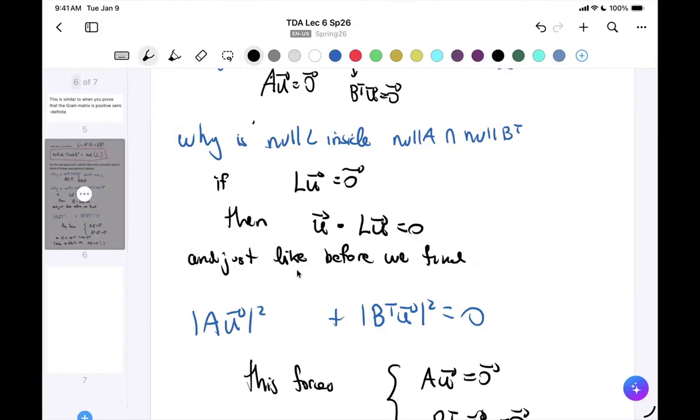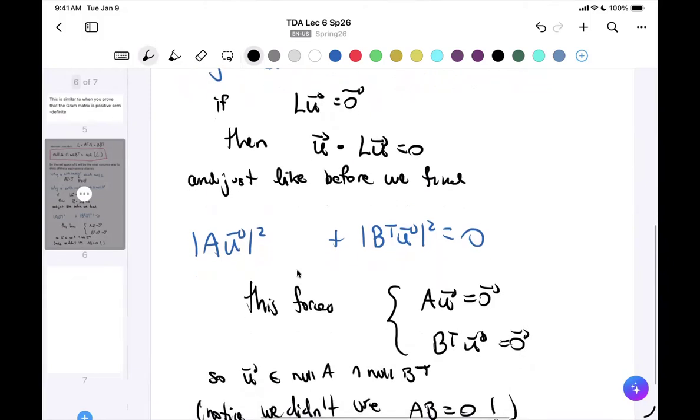Once you have it that way, you can use the magic property of the transpose, which I mentioned before: the point of the transpose is that you can move it to the other factor when you have a dot product. If you play a little with that, you end up finding this equation in blue. The only way for the sum of two norms, or two lengths, to be zero is that each of them individually is zero. That allows you to conclude that A times U equals zero and B transpose times U is zero, and that's what it means to be in both null spaces. So in fact, you don't need that A times B equals zero, which is nice to know.